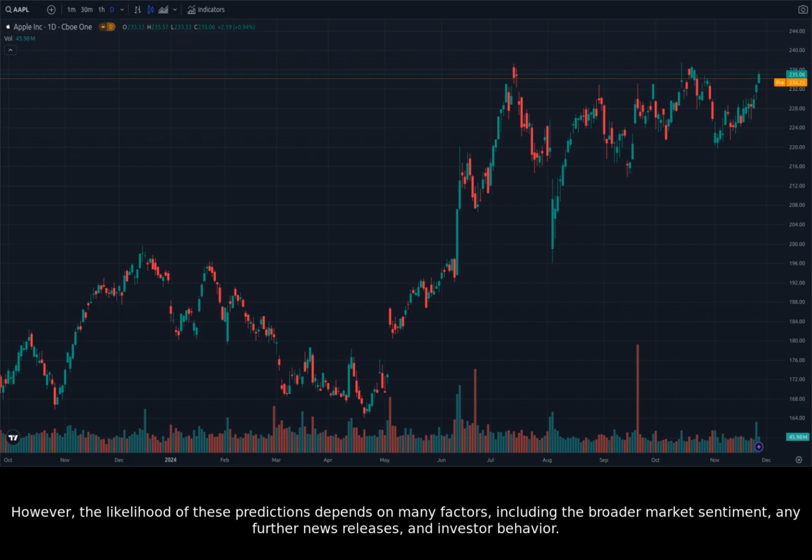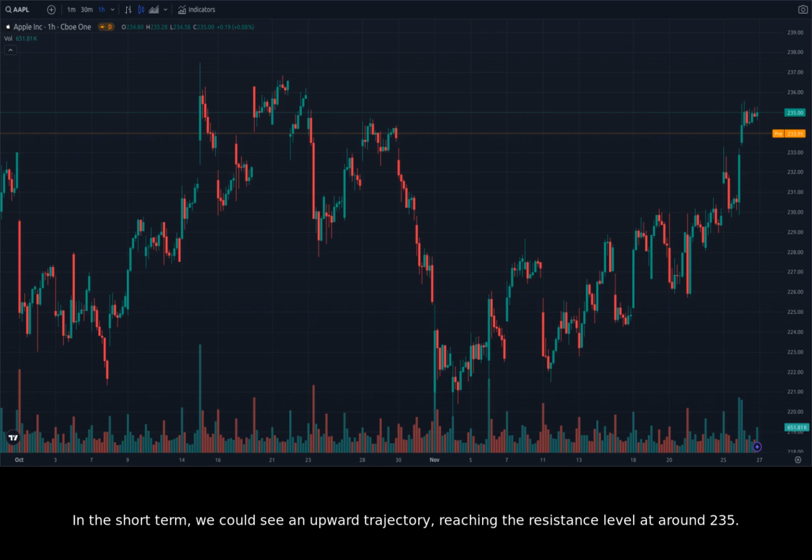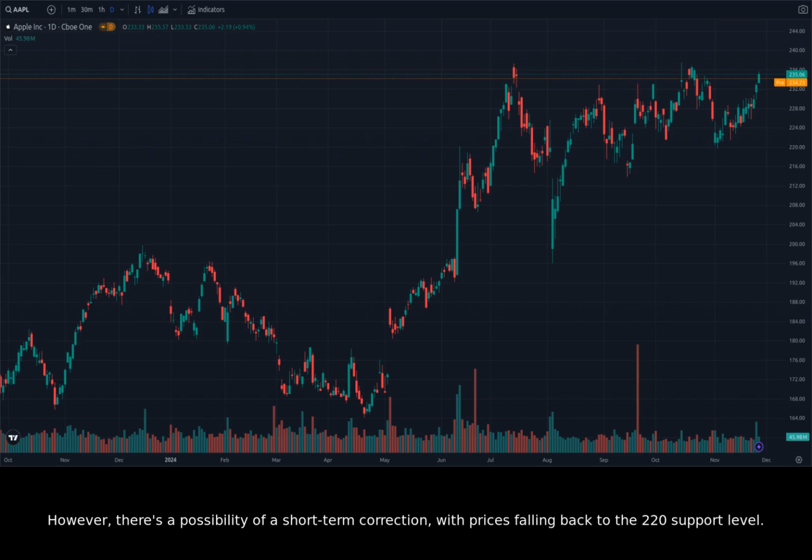However, the likelihood of these predictions depends on many factors, including the broader market sentiment, any further news releases, and investor behavior. In the short term, we could see an upward trajectory, reaching the resistance level at around 235. This is likely if the positive market sentiment continues and if the earnings report's positive effect is sustained. However, there's a possibility of a short-term correction, with prices falling back to the 220 support level.